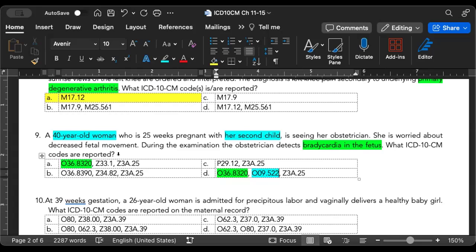So to look up our weeks of gestation again, if you don't remember the rule of the last 2 digits, you will go to pregnancy, weeks of gestation, and then we are 25 weeks. So primigravida is going to be the first pregnancy. Multigravida is going to mean that they are on their second, third, fourth. They've had multiple pregnancies.